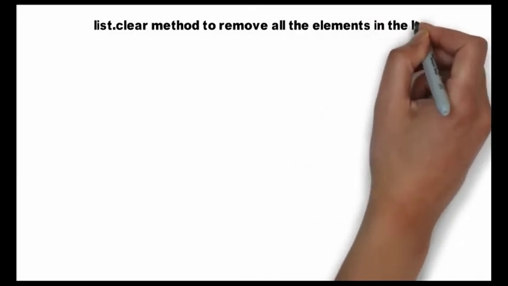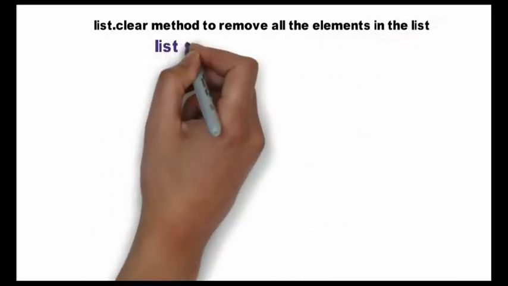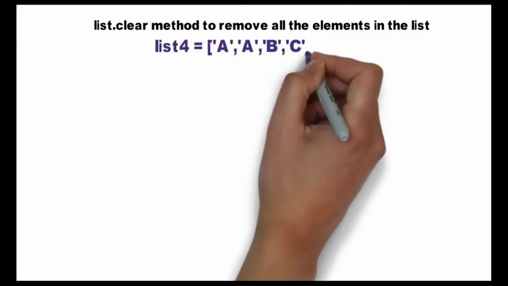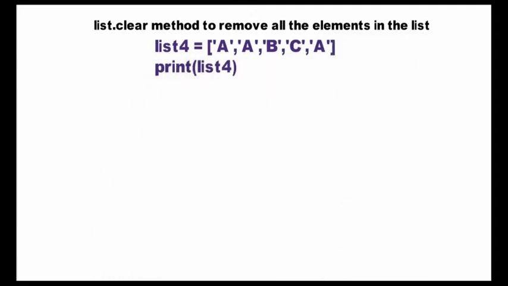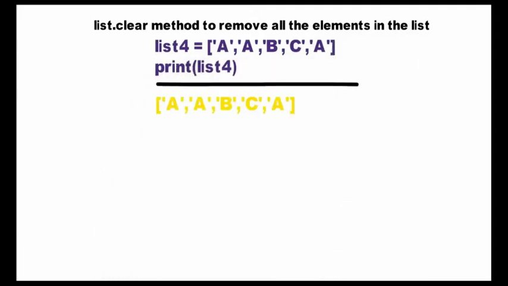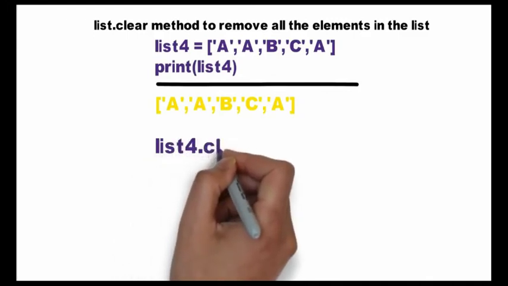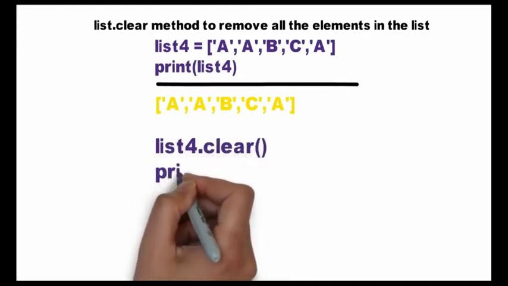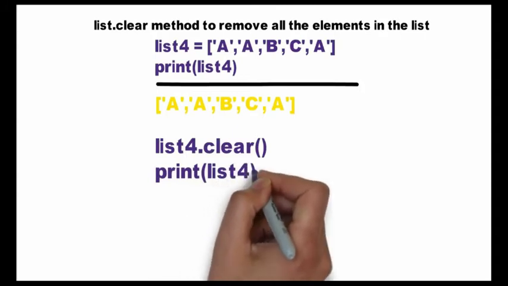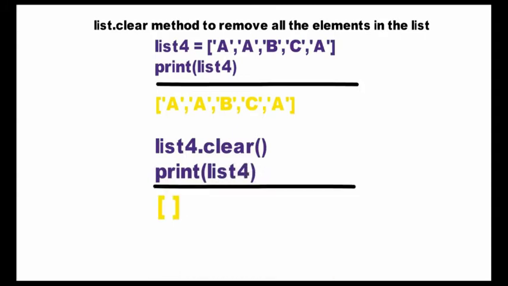The list.clear method removes all the elements in the list. So let's declare the list. list4 equal to a, b, c, a, and now if we write list4.clear and check, all the elements will be removed and an empty list remains.